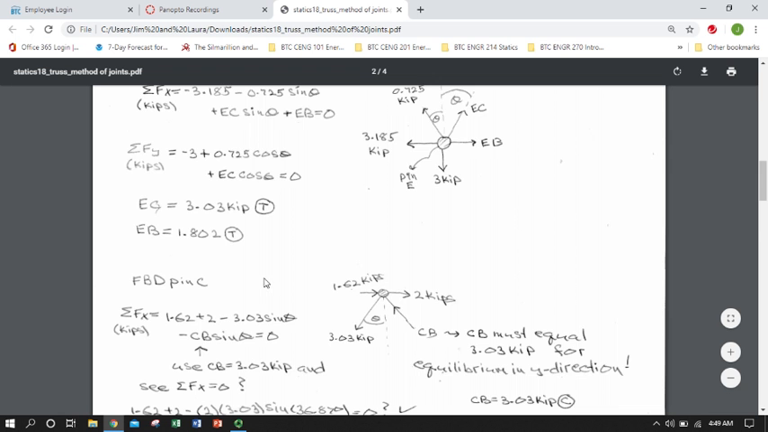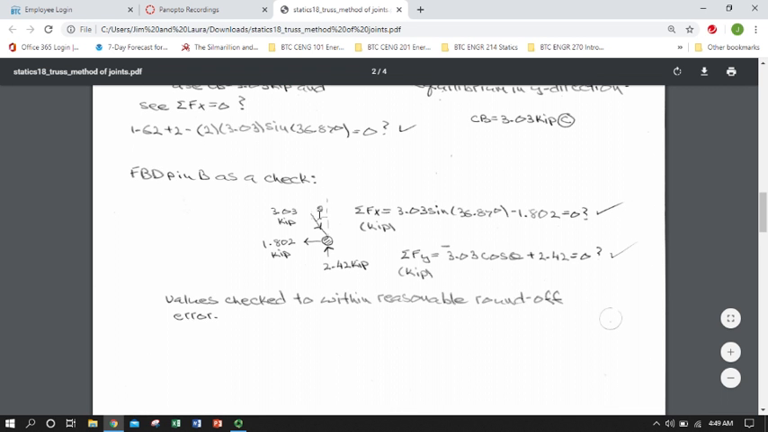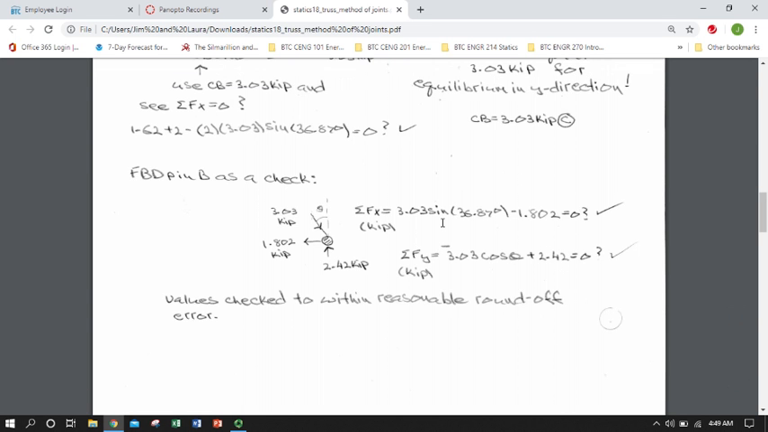I can't get my pin notation right. We have CB coming down at angle theta, 3.03 kips, and remember it was in compression, so it's pushing. We have BE at 1.82 kips tension, and we go back to our original whole truss FBD, and we see we have 2.42 kips coming up. That came from our very first FBD. And we write our equations of equilibrium with those, and we see that yes, indeed, they do check within reasonable round-off error. So we have now solved for the force in every member of the truss.